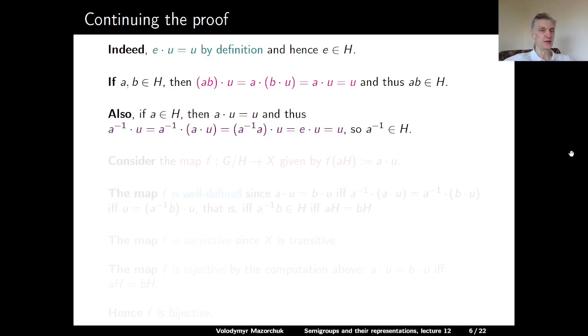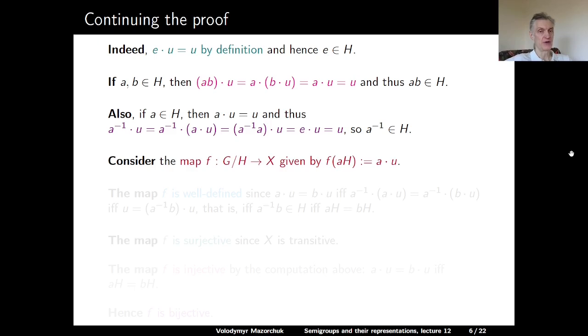Also, if A belongs to H, then it stabilizes U, so A applied to U is equal to U. And now applying A inverse, we get that A inverse applied to U is the same thing as A inverse applied to A applied to U. Using the action axiom, we get A inverse A applied to U. A inverse A is the identity, so that's the identity applied to U, and this is equal to U. And so this means that A inverse also belongs to H. So H has the identity and is closed with respect to multiplication and taking inverses. So this is really a subgroup of G.